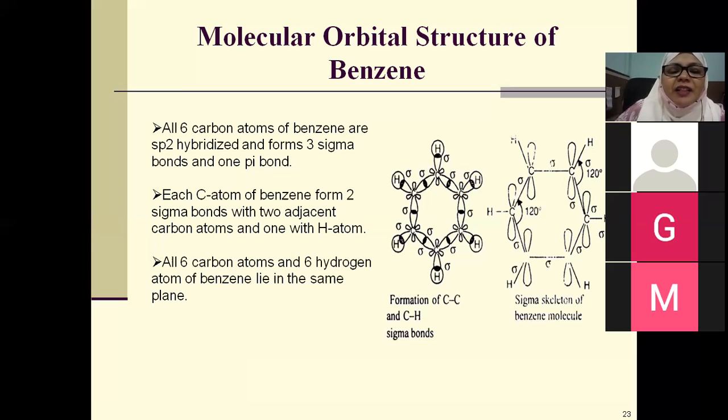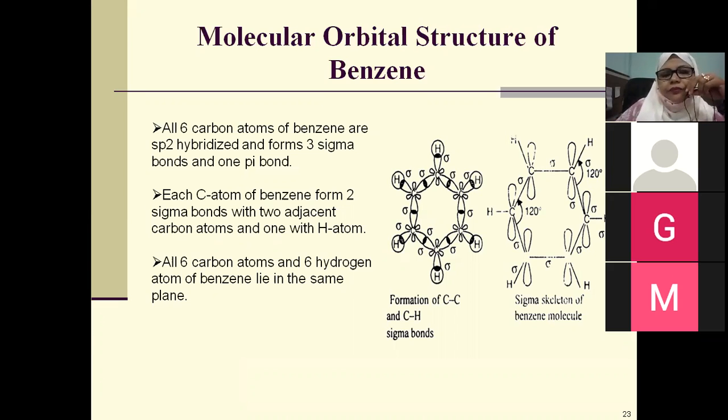So all 6 carbon atoms and 6 hydrogen atoms of benzene lie in the same plane. We have seen that benzene has this planar structure, that is, a flat structure. And why does it have the flat structure? Because all the bond angles between the carbon atoms are 120 degrees. You can see here the external bond angle as well as the internal bond angle. All the bond angles are 120 degrees. Because of that, it has a planar structure.